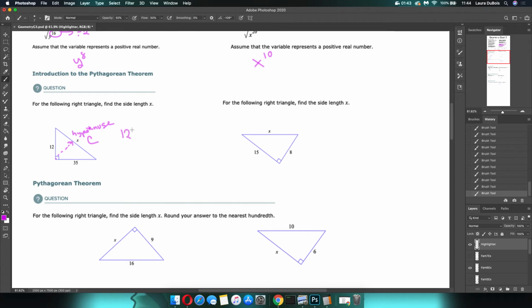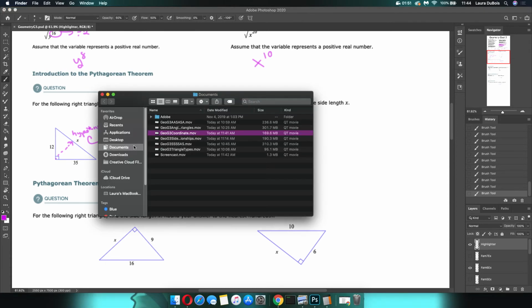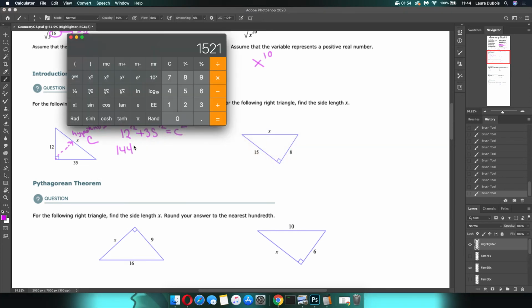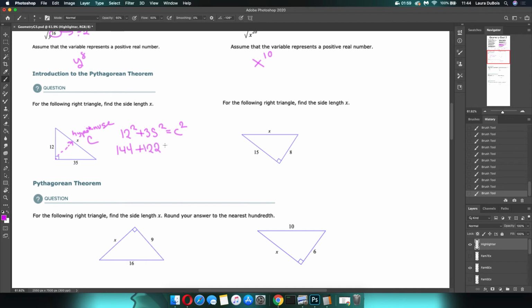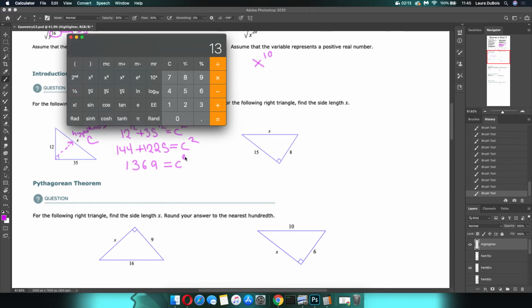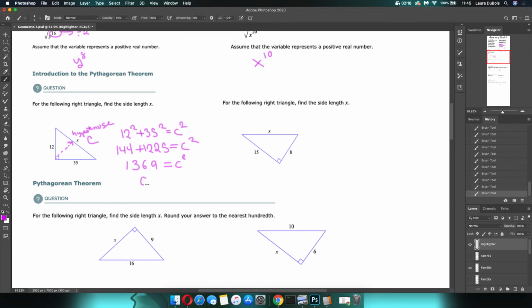So this is 12 squared plus 35 squared equals c squared. 12 squared is 144. What is 35 squared? 35 squared is 1225. Plus 1225 equals c squared. So what's that going to be? That is going to be 1369 equals c squared. All right, so let's do 1369 and then square root it, which is 37. So c equals 37. That's one of our Pythagorean triples.